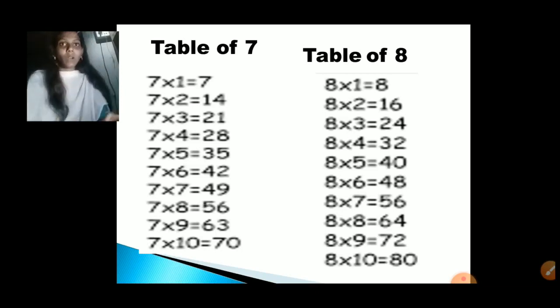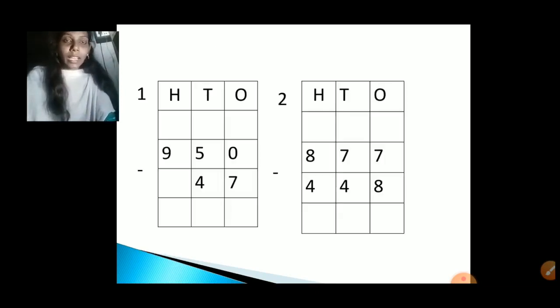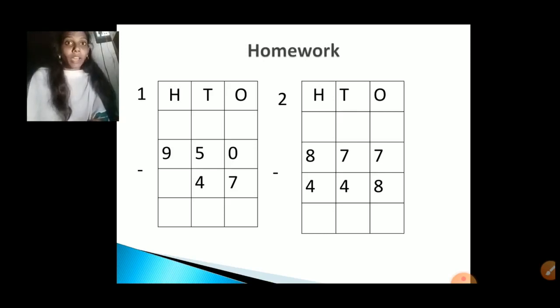Okay, now take out your notebook, maths notebook, and write this homework in your maths notebook. Your first sum is, here you have to subtract 950 minus 47, means 2-digit number from 3-digit number. So here you have to apply subtraction, the concept of borrowing also.